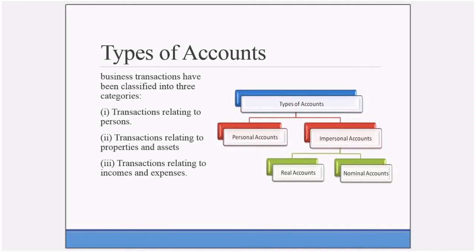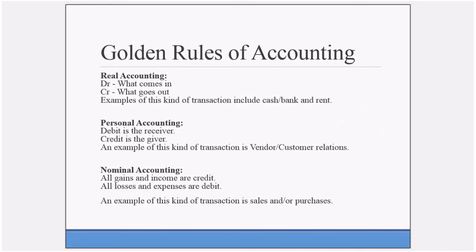If you understand the types of accounts and if you understand the golden rules of accounting, trust me, accounting is really not difficult to understand. The three golden rules of accounting. If you understand these three rules, the whole of accounting is very simple to understand. All the transactions revolve around these three golden rules. The first rule, which belongs to real accounts: debit what comes in, credit what goes out.